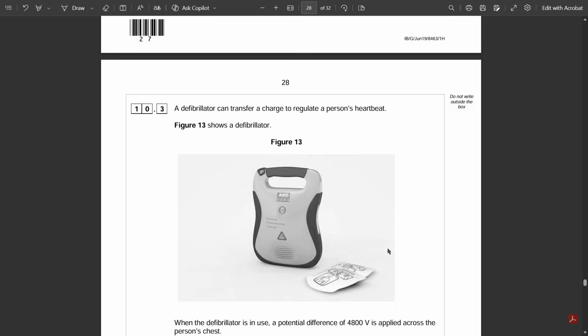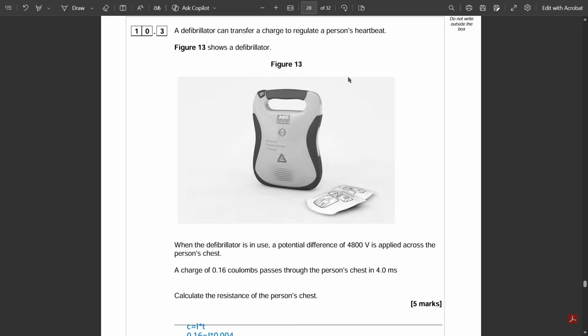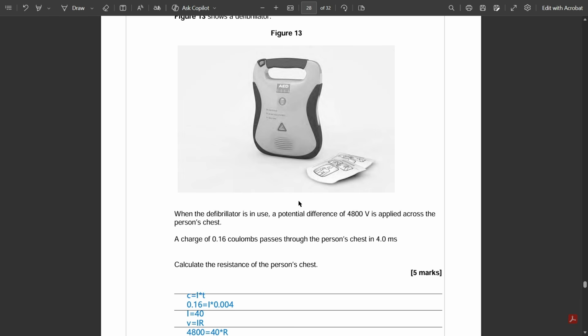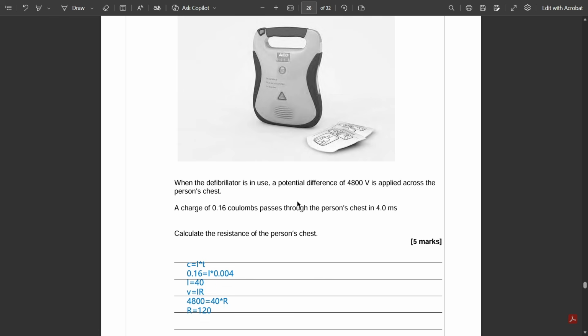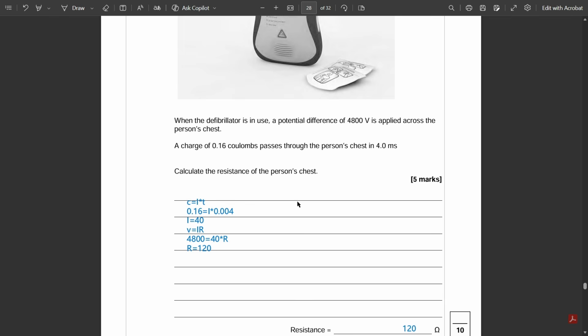And then for 10.3, a defibrillator can transfer a charge to regulate a person's heartbeat, and we're shown a defibrillator. When a defibrillator is in use, a potential difference of 4,800 volts is applied across the person's chest. A charge of 0.16 coulombs passes through the person's chest in 4 milliseconds, and we're asked to calculate the resistance of the person's chest. And we're just given that charge equals current times time, because current is the rate of flow of charge.